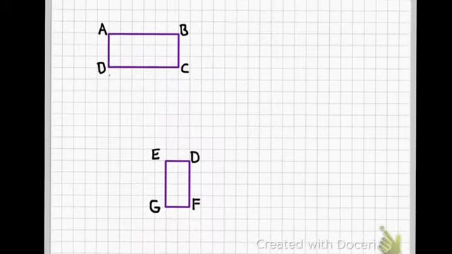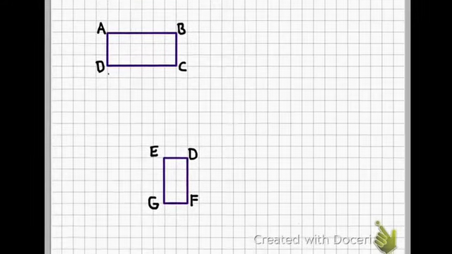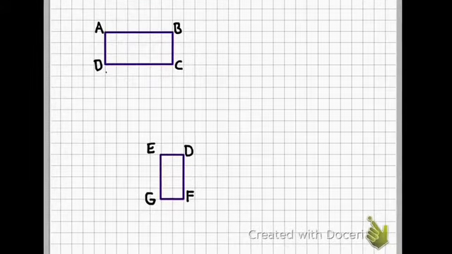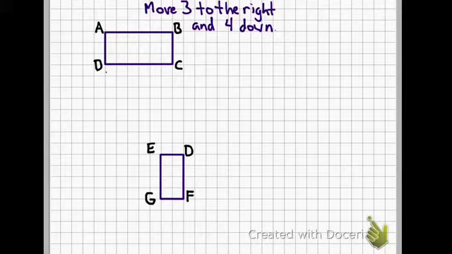So, let's look at a graph. I have a rectangle up at the top. Let's say I'm going to move this rectangle 3 to the right and 4 down. So if I'm moving 3 to the right and 4 down, it's being translated, so every piece is going to move the same amount. So let's start out with just D down here.